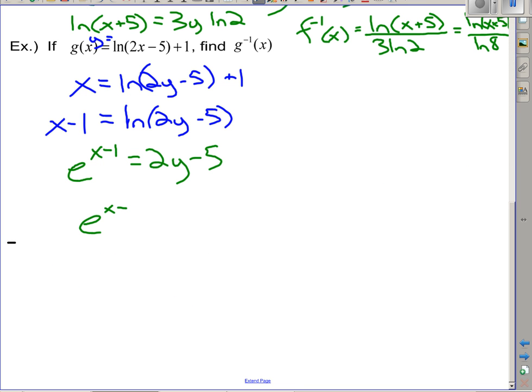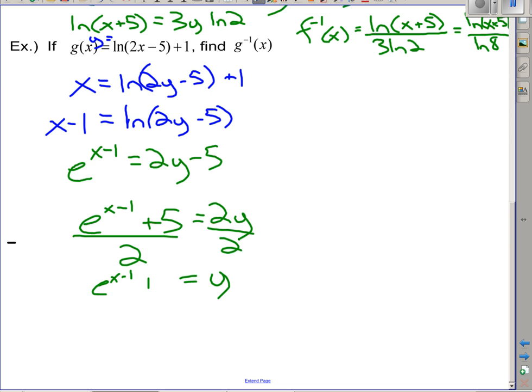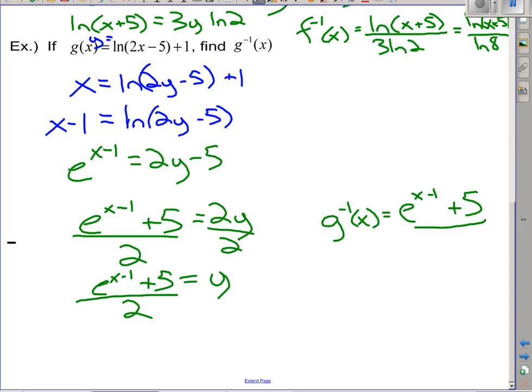Alright, now we have to add 5 to both sides. Notice that x minus 1 is up in the exponent, so you can't combine your negative 1 and your 5 as you move it over. Okay, now we can divide both sides by 2, and we get y equals e to the x minus 1 plus 5, all over 2. Or, using our function notation, the inverse of g is e to the x minus 1 plus 5, all over 2.